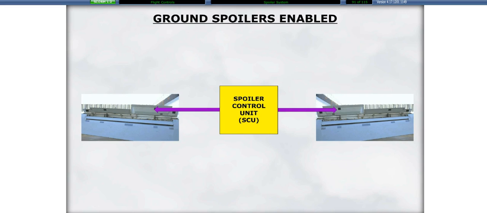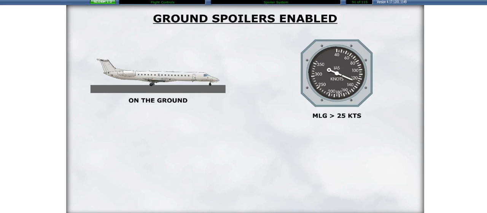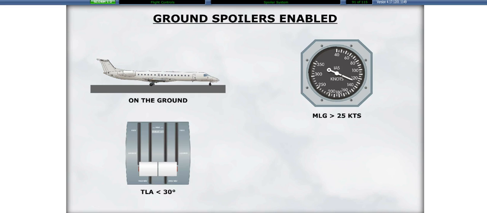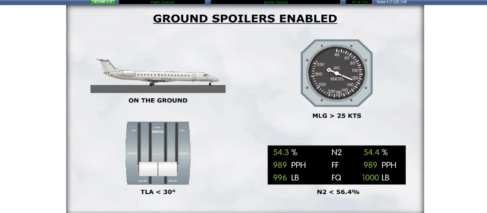The spoiler control unit will enable the ground spoilers when all the following conditions are met. The aircraft is on the ground, the main landing gear wheels are running above 25 knots, and the thrust lever angle of both engines are set below 30 degrees, or N2 is below 56%.